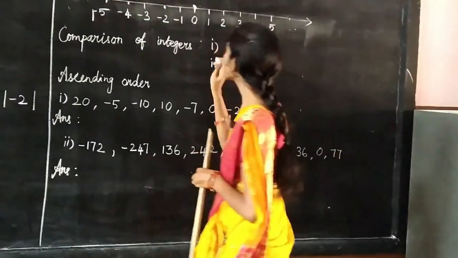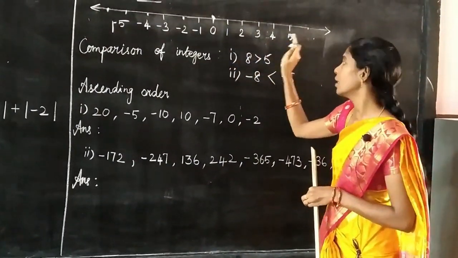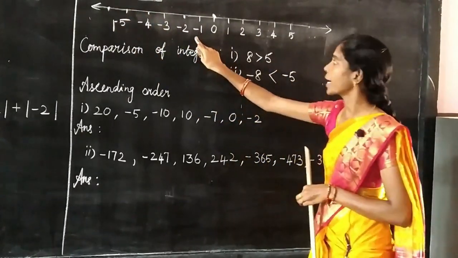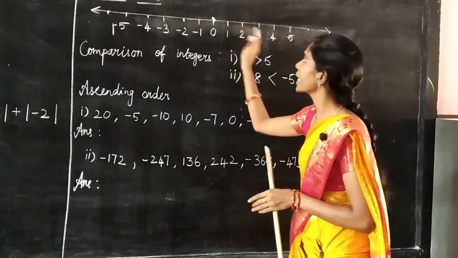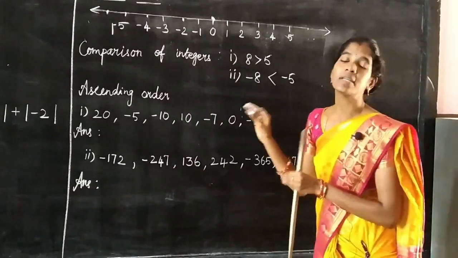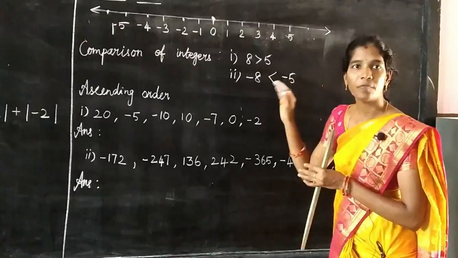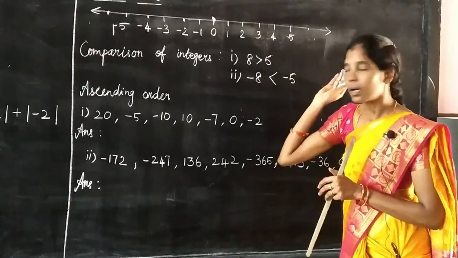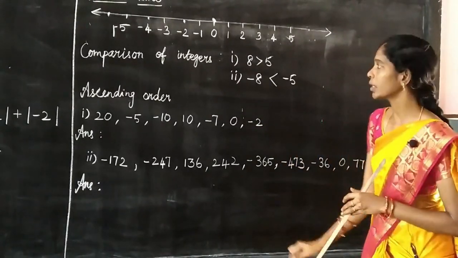Then 0 is greater than all the negative integers, and 0 is less than all the positive integers. If we take any two numbers, the integer lying on the right side is greater than the integer lying on the left side, which is less than the other number.